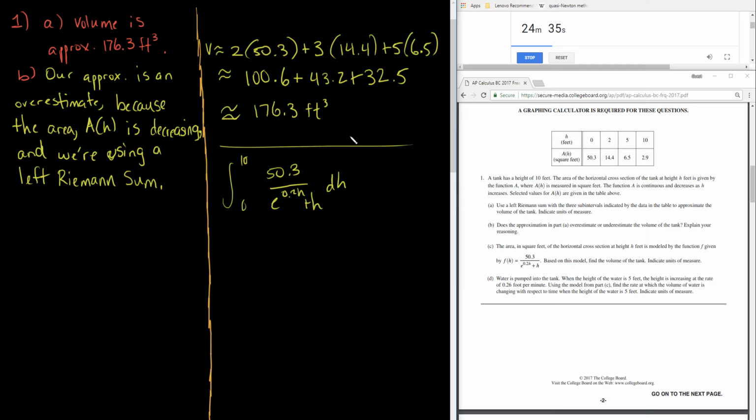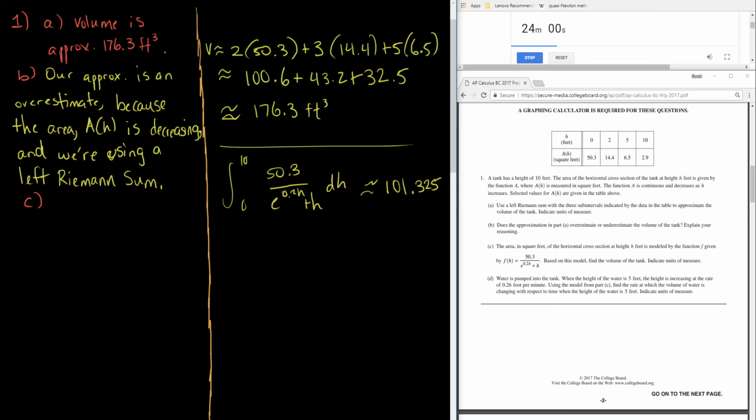Let's plug that into the calculator. Integral from 0 to 10. Sorry, I wrote it kind of sloppily to speed up the whole process. So, 50.3 divided by e to the 0.2 times h, plus h, dh. This approximately equals 101.325. And that is, of course, going to be in cubic feet.